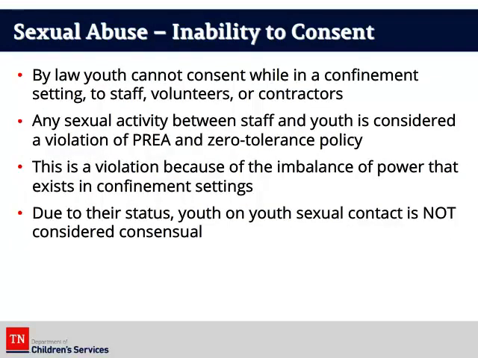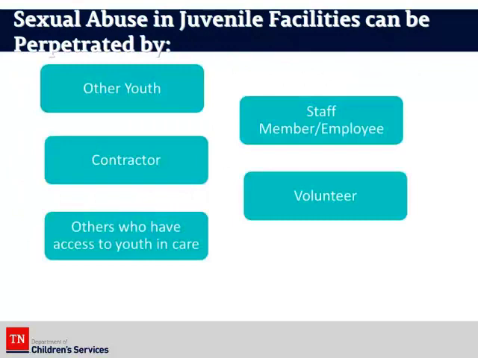By law, youth cannot consent while in a confinement setting to staff, volunteers, or contractors. Any sexual activity between staff and youth is considered a violation of PREA and zero tolerance policy. This is a violation because of the imbalance of power that exists in confinement settings. Due to their status, youth-on-youth sexual contact is not considered consensual. Sexual abuse in juvenile facilities can be perpetrated by other youth, staff, contractors, volunteers, and others who have access to youth in care.